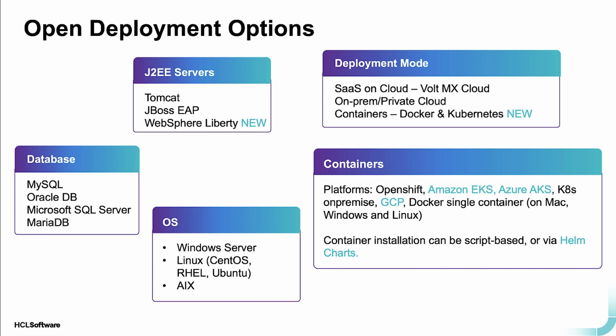And the containers that we are releasing as part of this release, we have tested in OpenShift for Red Hat, Amazon EKS, Azure EKS, Kubernetes on-premise, and GCP. We have released both a Docker single container that works on Macs, Windows or Linux, as well as the Kubernetes version for the multi-node, so to speak. And this container installation can be script based, or it can run via Helm chart.